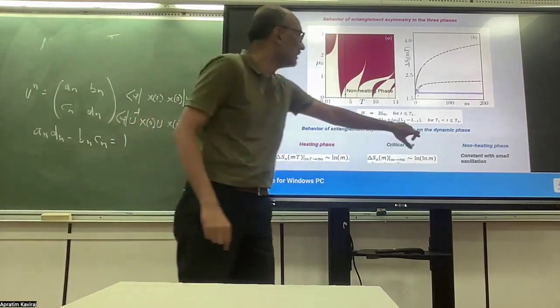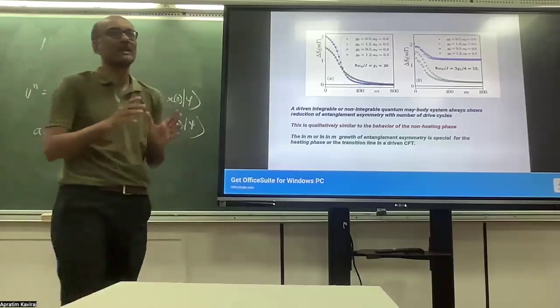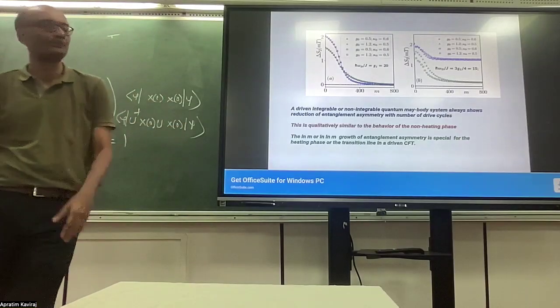What we also did was to compute these quantities for a standard Ising model, a driven Ising model.